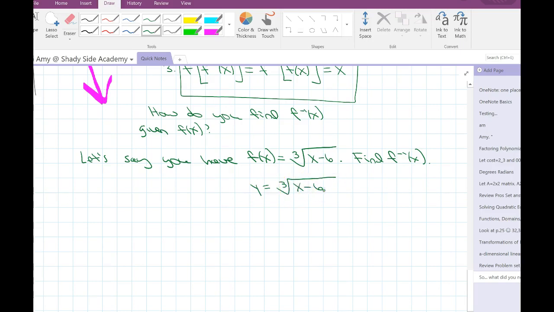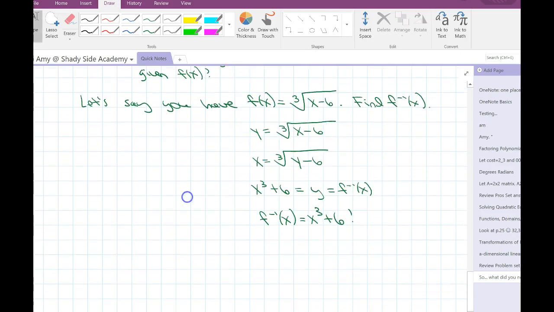When you're finding the inverse, the first thing you do is you swap the role of x and y. So x equals cube root of y minus 6. Now, once you've swapped the x and y, solve for y. Cube both sides. x cubed plus 6 will equal y. Once you have solved for y, boys and girls, this is the inverse function. So the inverse is equal to x cubed plus 6.